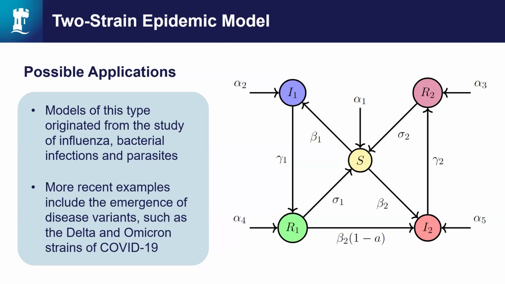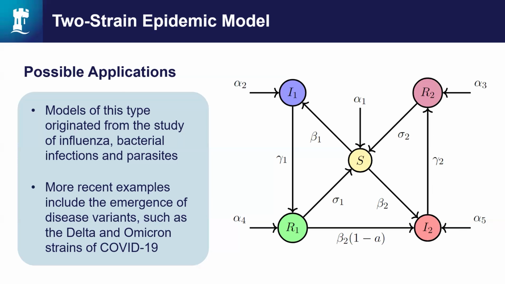Okay. So this kind of two-strain model, this extension to the basic SIR model, comes from early studies of influenza, bacterial infections, parasites, things like that. That's where you'll find the first uses of these kinds of model in the literature. And of course, more recently, don't know if anyone noticed, there was a pandemic a few years ago, and that became very interesting.